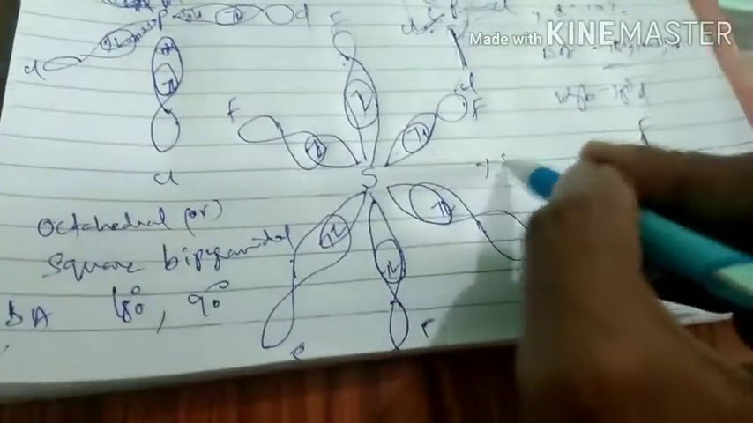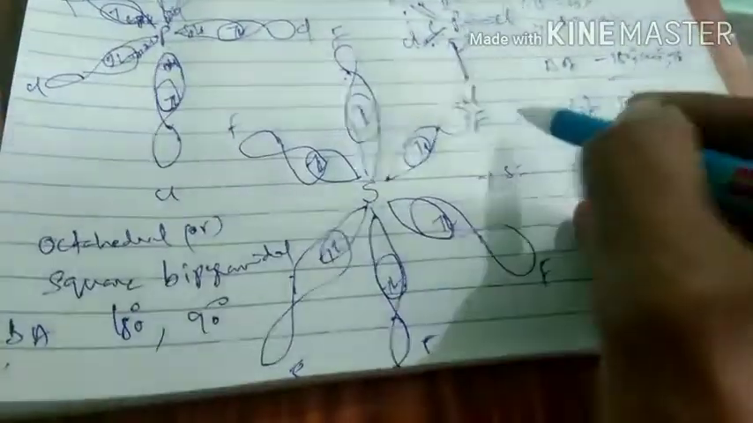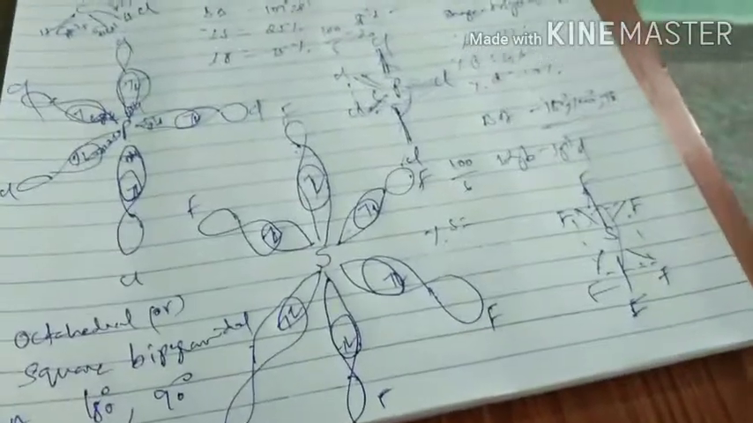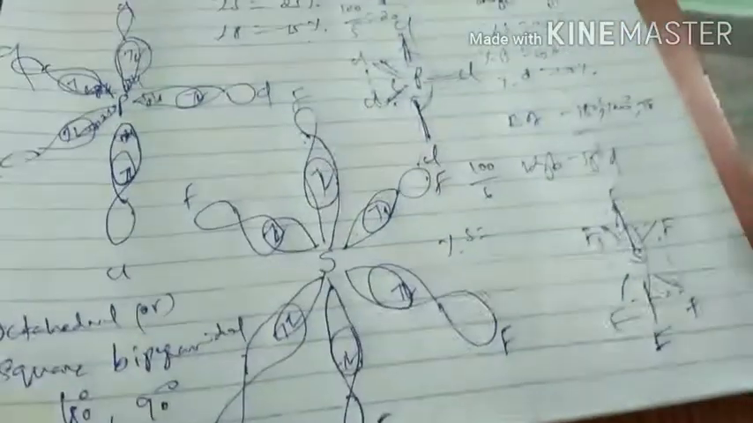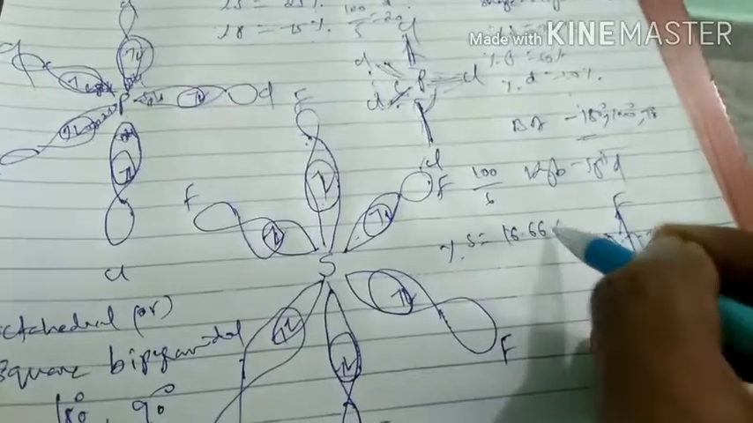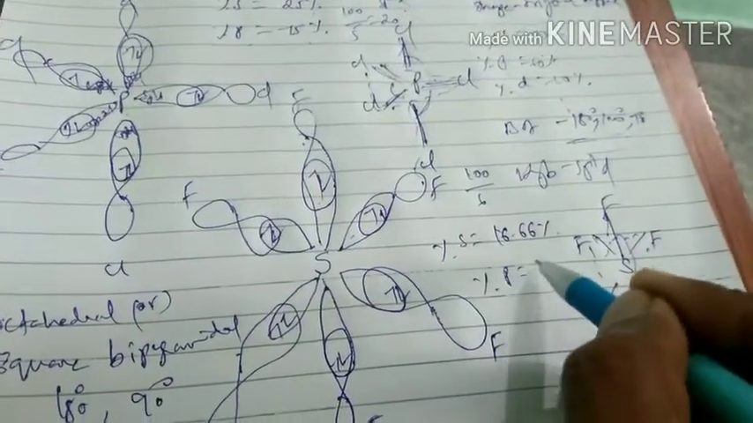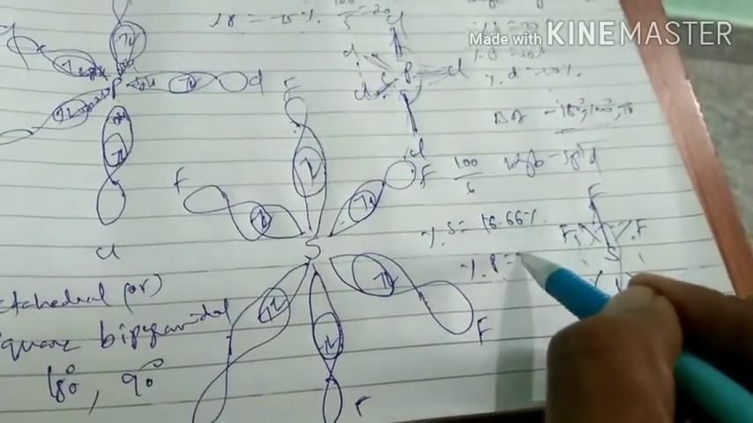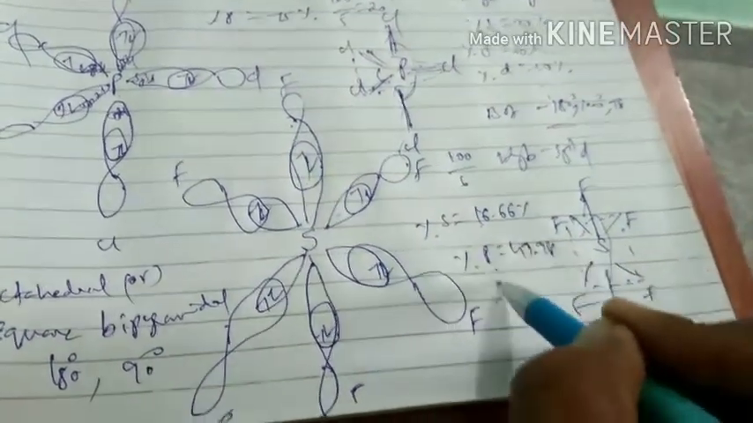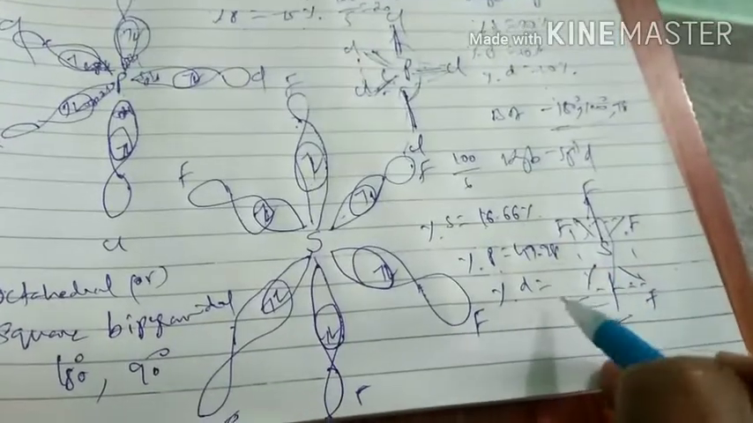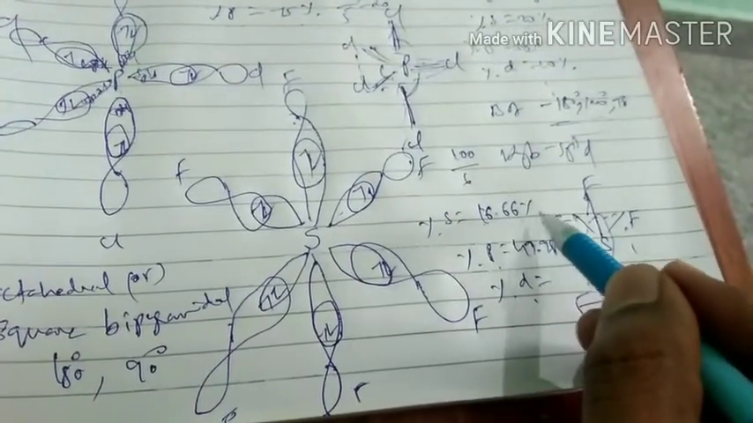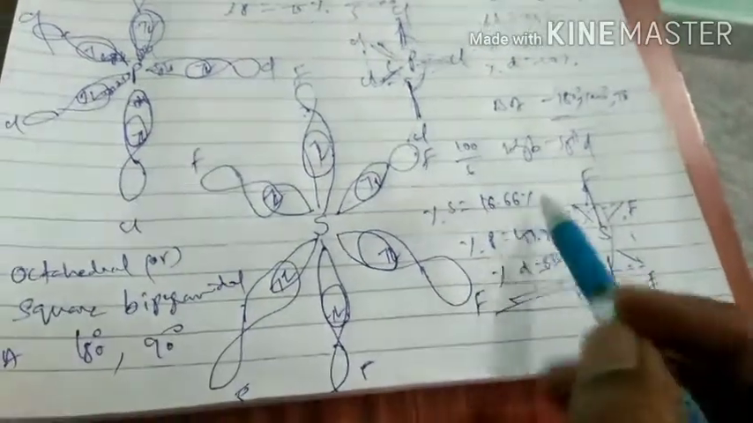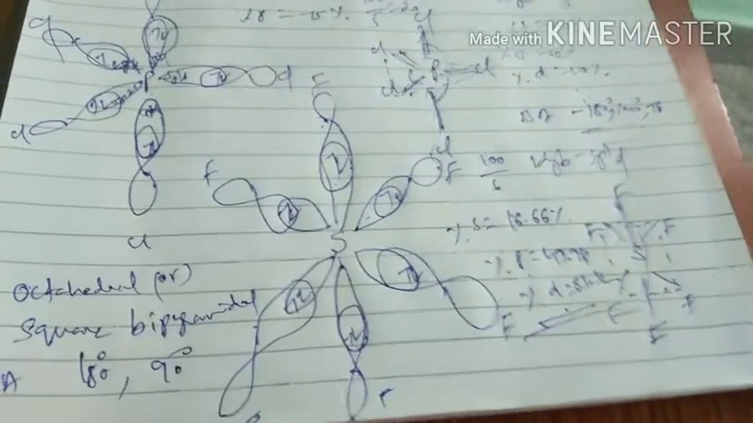Next, the percentage of S character. In this case, that means 100 by 6. 100 by 6 is how much? 16.66. So the percentage of S character is 16.66. Then what about the percentage of P? 3 p orbitals are present. That means 3 into 16.66, almost how much? 49.98. Percentage of D, 2 d orbitals are present. 16.66 into 2, how much? 33.32. These are the percentages.